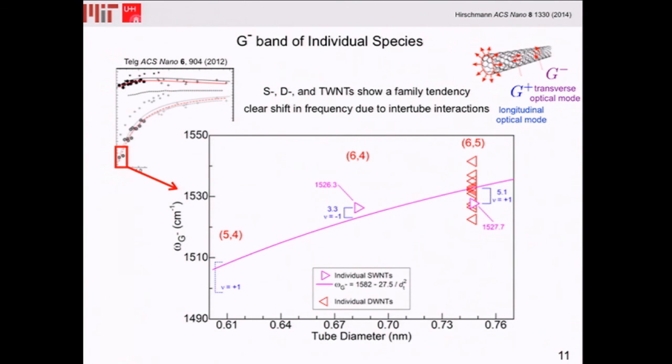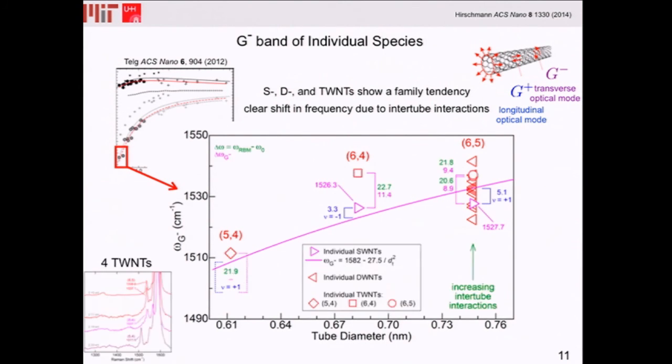Then we can include the results from the double wall carbon nanotubes with the 6,5 flavor, or with the 6,5 inner tube, and we see clearly that the wall-to-wall interaction increases, and we get a shift in frequency by changing the wall-to-wall distance. Additionally, we can include the results from these G- frequency results from the individual triple wall carbon nanotubes, and here all are semiconducting.